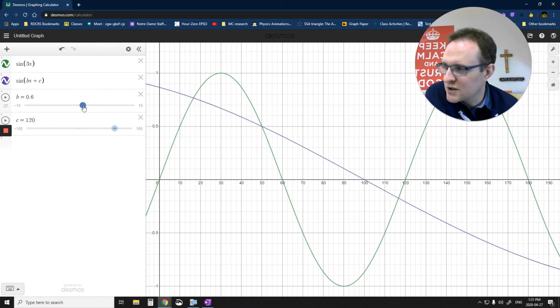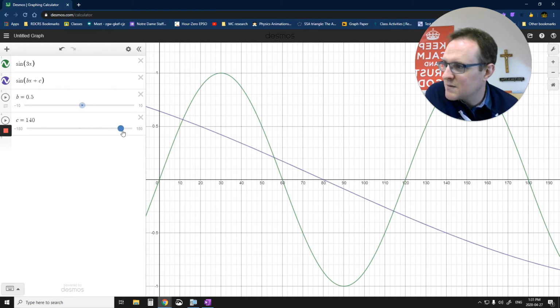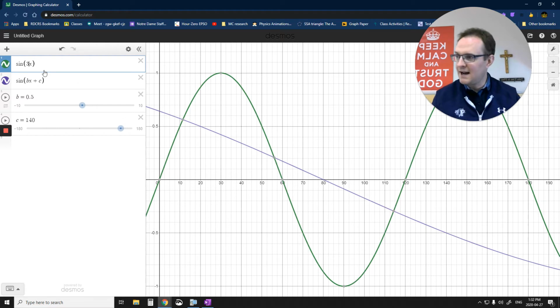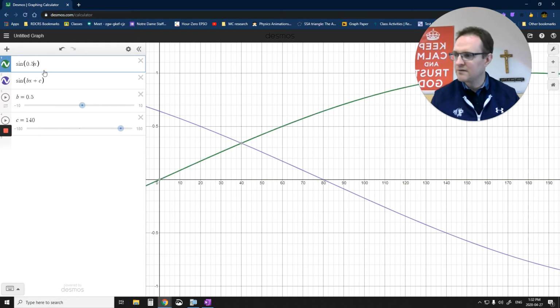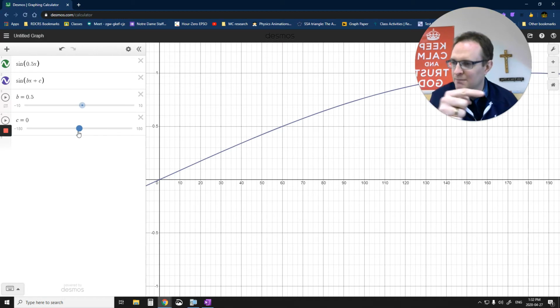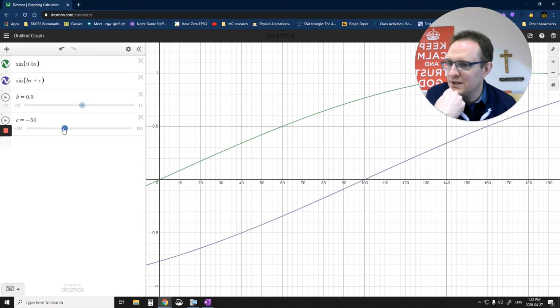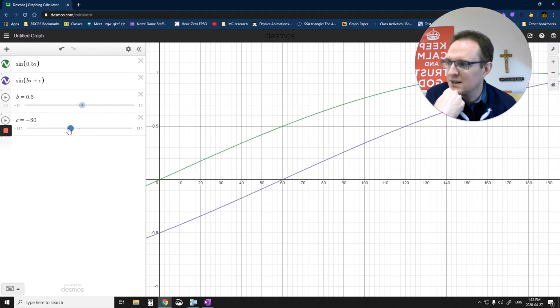Also works the other way too. It's a bit harder to see this, but my B value is a half, 0.5, so there's my original graph. Let's put my C value here. Okay, so they're right on top of each other. Now, let's say I'm going to try and move it this way, so I'm going to put a negative number here. If I put negative 10, it's actually moved 20. But negative 20 is moved 40.